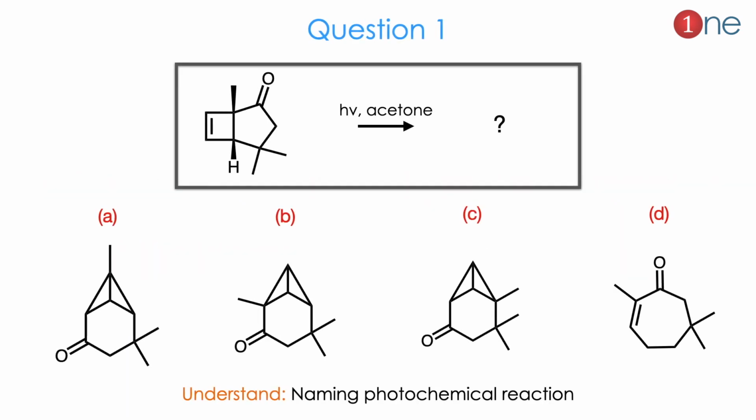Let us see question number 1. The starting material contains a fused system with a 4-member and a 5-member ring. The 4-member ring contains an alkene, and the 5-member ring contains a ketone and 2 methyl groups. You are using light and acetone. They ask you to guess the products. The products are cyclized in multiple ways and the ring is opened here. From the reagents and the products, you can understand that a named photochemical reaction is involved here.